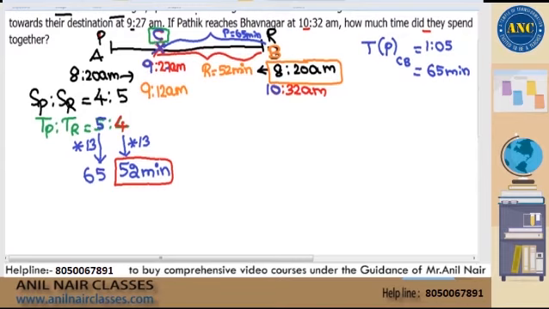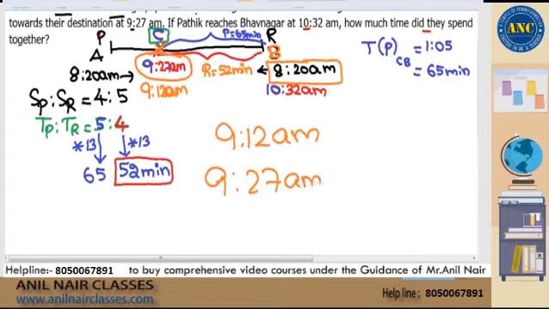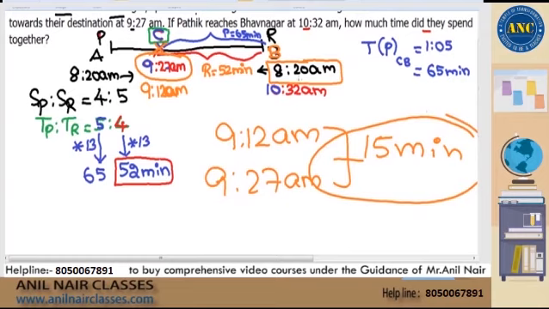That means both of them met at 9:12 am, and they both again started from point C at 9:27 am. They met at 9:12 am and they left at 9:27 am. They both were together for how much time? 15 minutes. One of the beautiful questions which you can have in terms of trains. Probably you can take this question in terms of trains. A very, very logical way of solving in terms of ratios concept, sir.